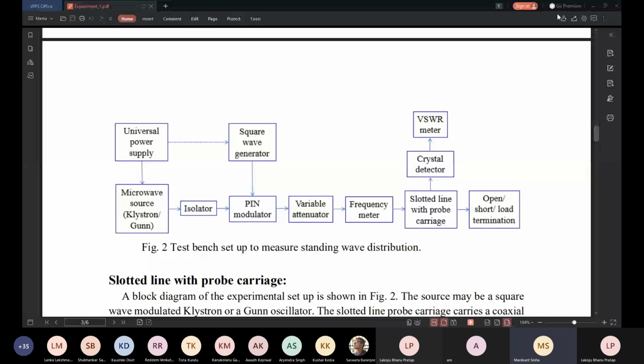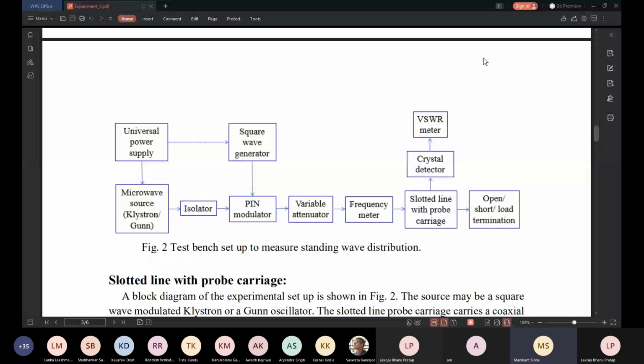So first you have the microwave source. You can have klystron as a microwave source or gun as a microwave source. The basic difference between klystron and gun is that klystron is a microwave tube device based on tube technology, whereas gun diode is a solid state device. When I say microwave source, we are basically generating a microwave signal. The klystron and the gun are used in a microwave oscillator. If we are using klystron, it is a klystron oscillator, and if we are using gun, it is a gun oscillator. So this covers the microwave source.